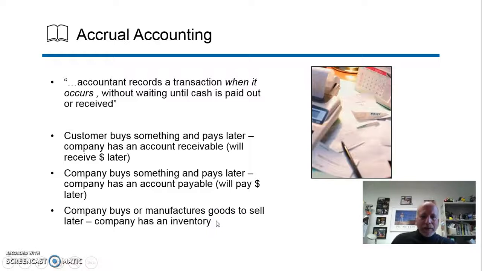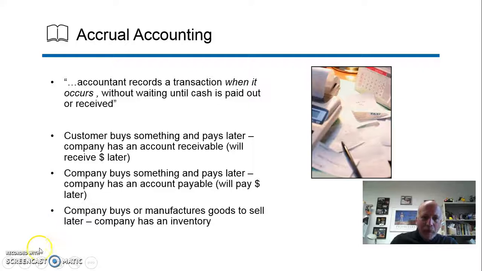It's important to understand the difference between what's called cash accounting and accrual accounting. Cash accounting is recording everything when the cash comes in or when the cash goes out. And that is only done for probably the very smallest of little businesses. Accrual accounting records the transaction when it happens, regardless of whether the cash comes in or the cash goes out.